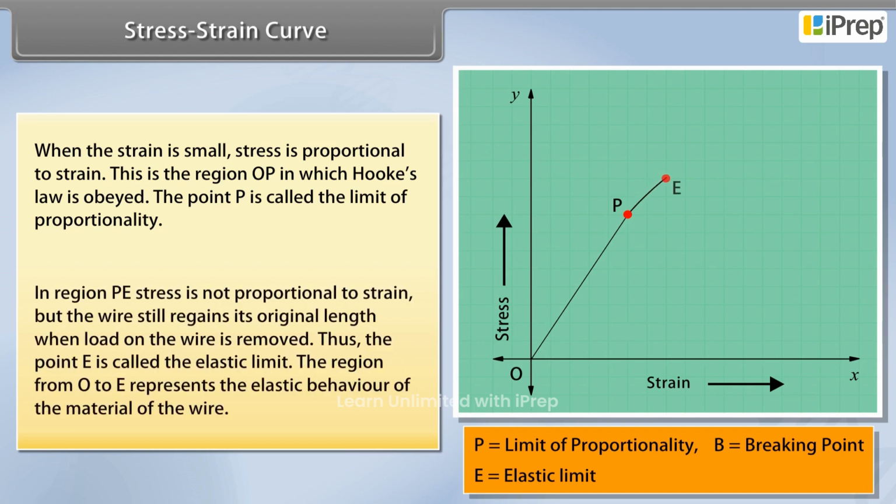In region PE, stress is not proportional to strain, but the wire still regains its original length when the load on the wire is removed. Thus, the point E is called the elastic limit. The region from O to E represents the elastic behavior of the material of the wire.